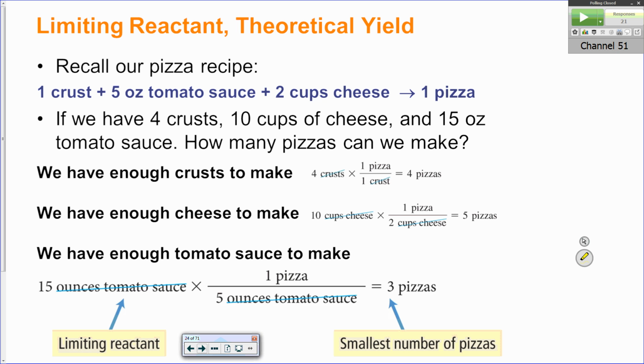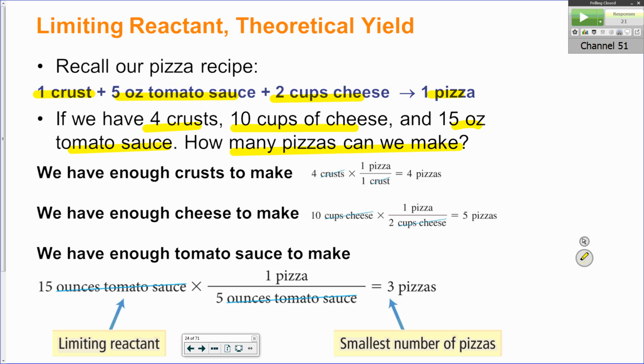All right, let's go back to our pizzas and think about our pizzas again. So we said with our pizzas, the ratio was 1 crust to 5 ounces of sauce to 2 cups of cheese. That makes a pizza. So I've got 4 crusts in my fridge, 10 cups of cheese, and 15 ounces of sauce. I want to know how many pizzas I can make.